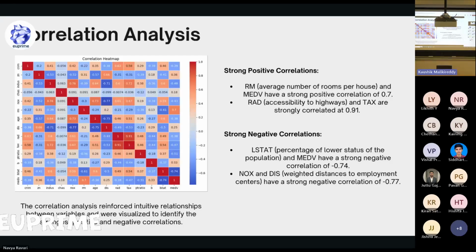Yeah. Okay. And what are the highly correlated positive ones? The more rooms in a house, and the highest value of accessibility to highways. Yeah, that's also the highest property tax.